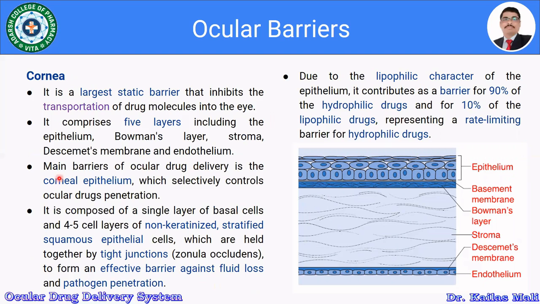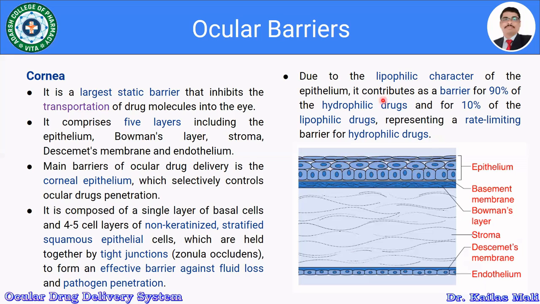The main barrier of ocular drug delivery is the corneal epithelium, which selectively controls ocular drug penetration. It is composed of a single layer of basal cells and 4 to 5 cell layers of non-keratinized stratified squamous epithelium cells, which are held together by tight junctions. The superficial cells are joined by tight junctions, known as the zonula occludens, to form an effective barrier against fluid loss and pathogen penetration. Furthermore, this barrier inhibits the permeation of drug through the cornea.